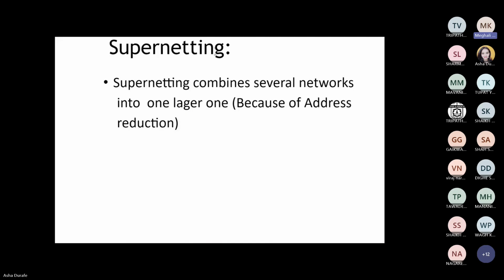Subnetting is nothing but dividing a large network into small networks, which are called subnets. Exactly opposite of that is supernetting. So supernetting is combining several small networks into one larger network, because you have to have address reduction.